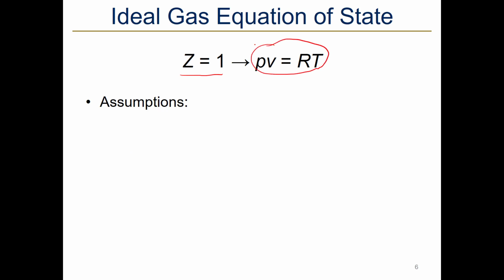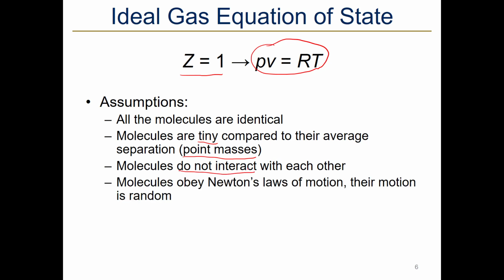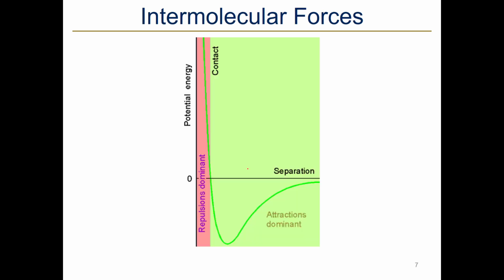There are several assumptions that are made when we use the ideal gas equation of state. All the molecules are identical, they're all the same, and molecules are tiny compared to their average separation. We would look at them as point masses, and we're going to come back to this in a little bit. Molecules do not interact with each other, another big assumption we make with ideal gas. The molecules obey Newton's laws of motion, and their motion is random. Collisions between the molecules and the container are completely elastic. We looked at all those things, and what we're going to see is that's really not the case, and hopefully you remember this from chemistry class.